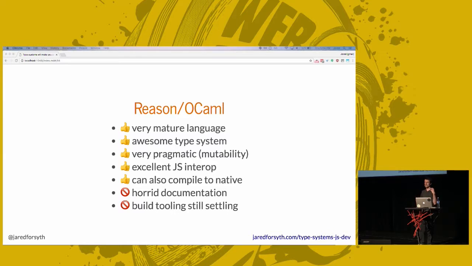And the JavaScript interop is really good. So it's much easier to incrementally add Reason to your JavaScript code base. And if you're interested in it, it has a native compile target, so you can compile to native. But I'll warn you, the documentation is terrible.